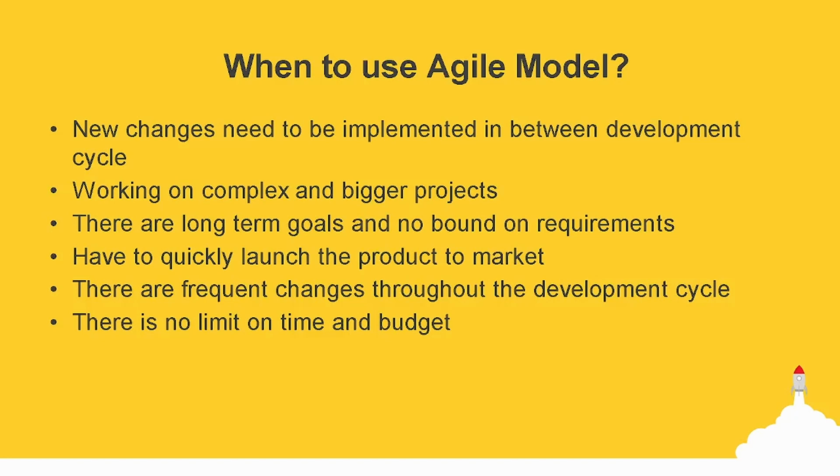When to use the Agile model? A flexible model like Agile can be used in cases like when new changes need to be implemented in between the development cycle, when working on complex and bigger projects, when there are long-term goals and no bound on requirements, how to quickly launch the product to market, when there are frequent changes throughout the development cycle, and when there is no limit on time and budget.